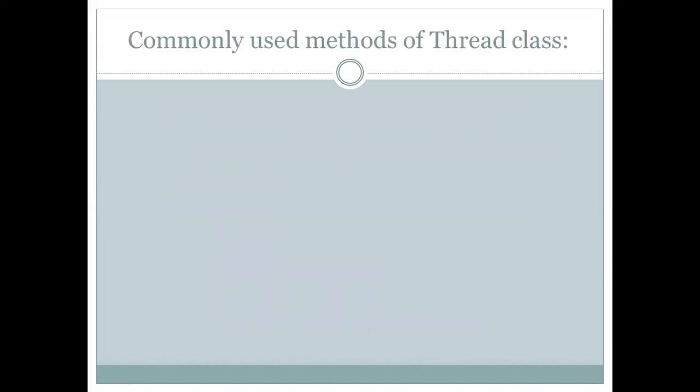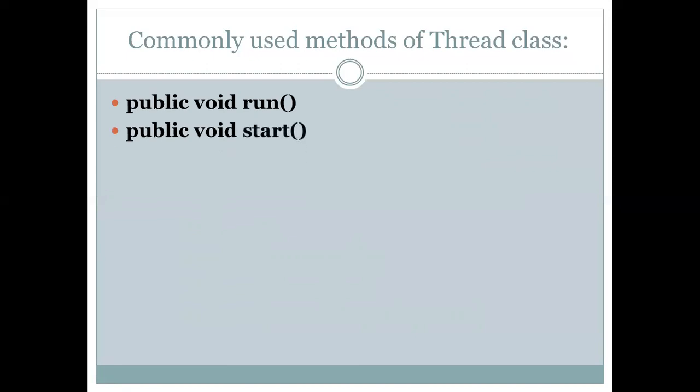Now look at the commonly used methods of the Thread class. The first one is run. The run method depicts the action that the thread has to perform. So whatever the user wants the thread to do, that code will go into the run method. Next is the start method. The start method is used for starting the execution of a thread. To start the thread, you have to invoke the start method. Next is the sleep method. The sleep method will temporarily put the thread to sleep for the specified amount of time.